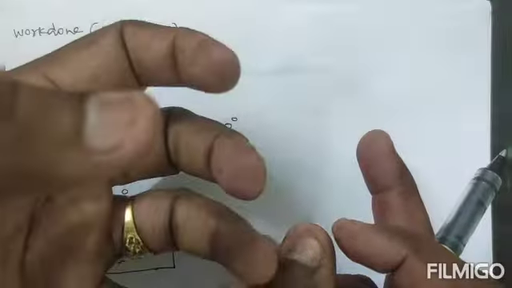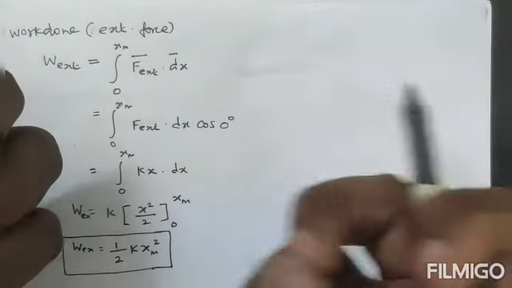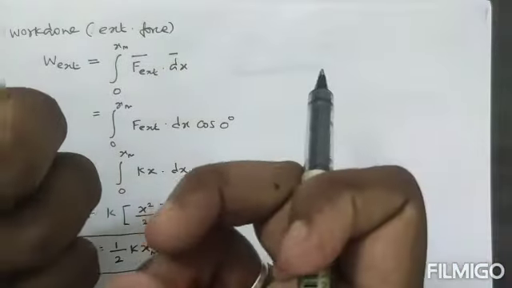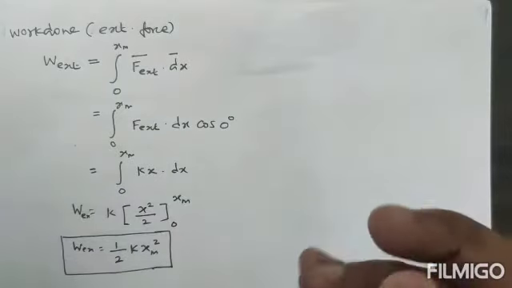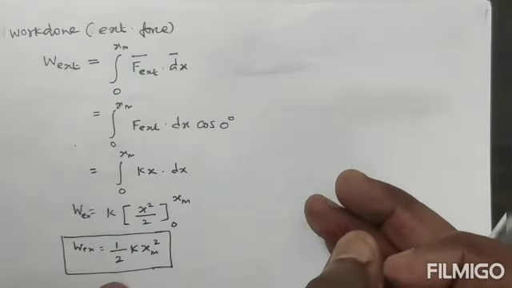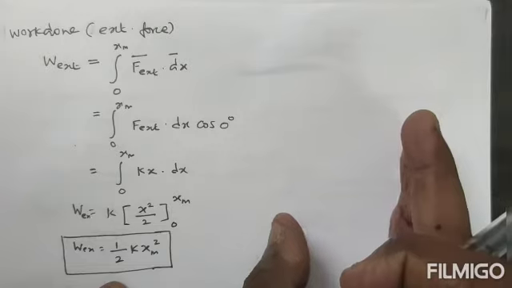If the spring pulls on this side, we pull on the opposite side. We are applying the same force in the opposite direction. That is the meaning. So this is what we know as the work done by an external force.